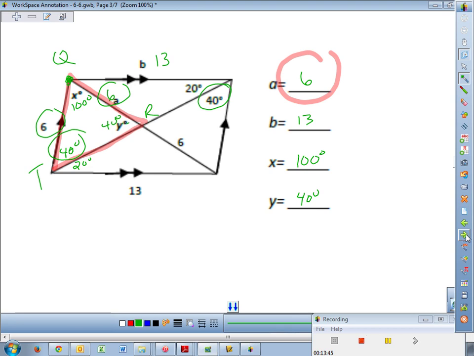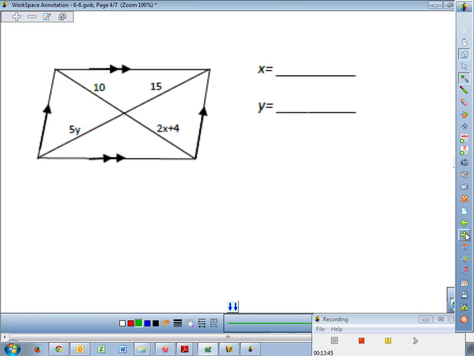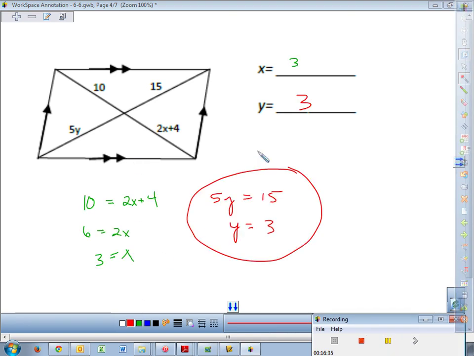I like it. How about this bad boy? X and Y is what they want. Get it done. Shouldn't have any problems with this. Y, can I set these up to where 10 equals 2x plus 4 and 5y equals 15? Diagonals bisect each other. Awesome. Next.